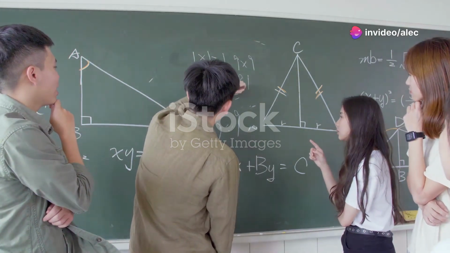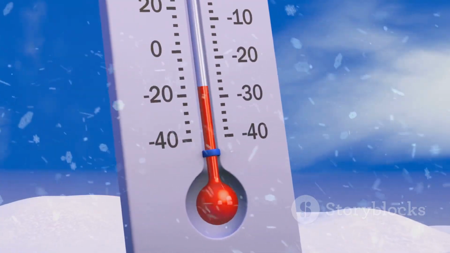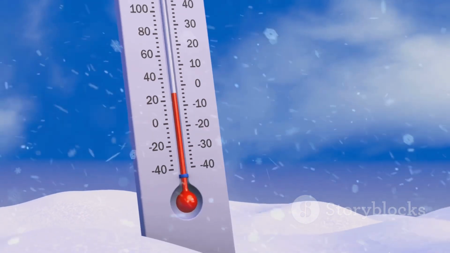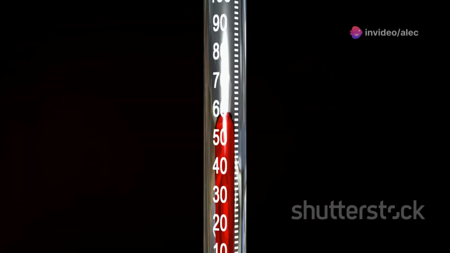Ready to put your negative number skills to the test? Try these brain-tickling challenges. Ice cream calculation. The temperature outside is -5 degrees. If it gets 8 degrees warmer, what will the temperature be?